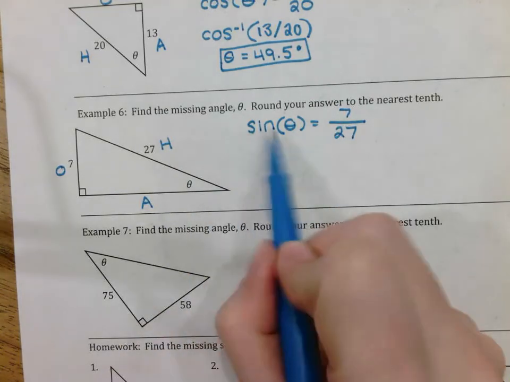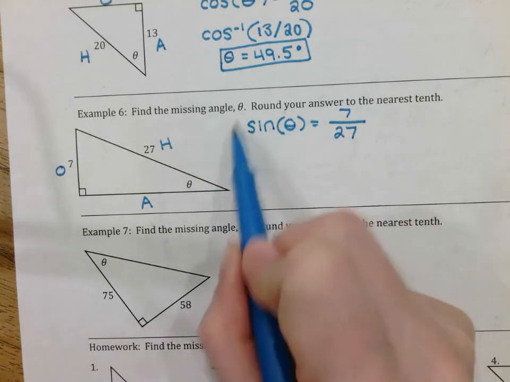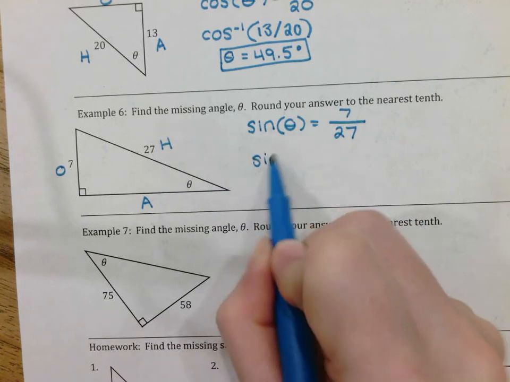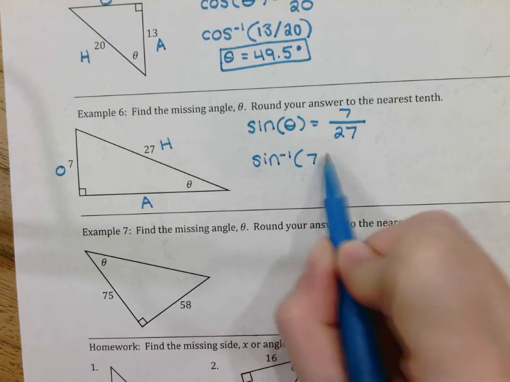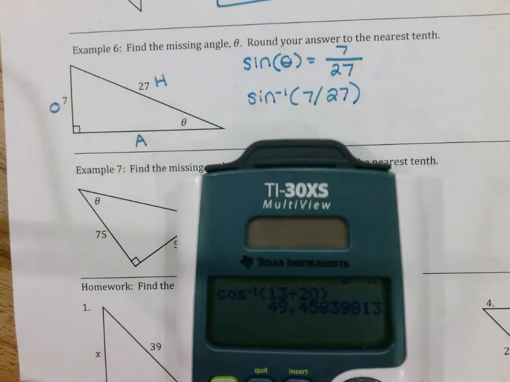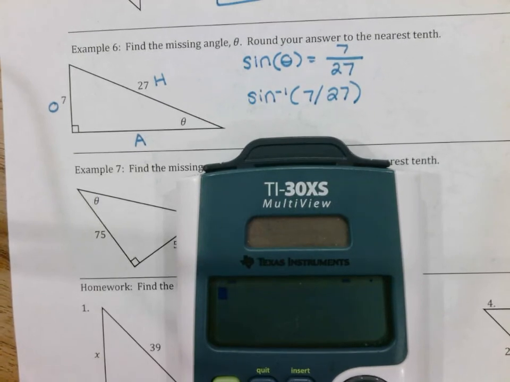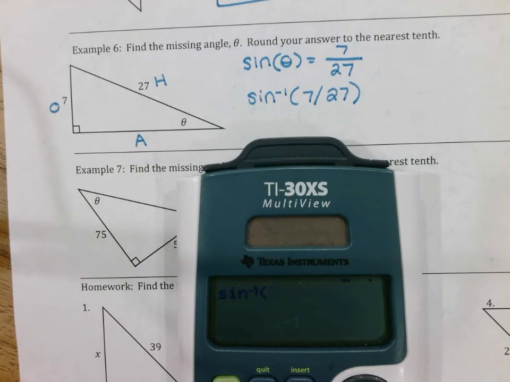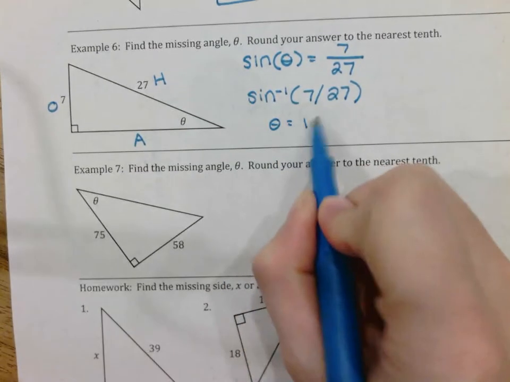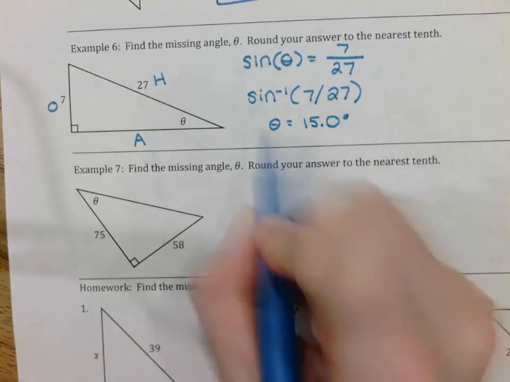And again, we're trying to solve for theta, but right now it's trapped inside of this sine function. So to get to it, we're going to take the inverse of sine and just type in our ratio. So on your calculator, you're going to hit second sine and then just type in 7 divided by 27. And that's going to give us 15.0, or just 15. So theta is equal to 15 degrees.